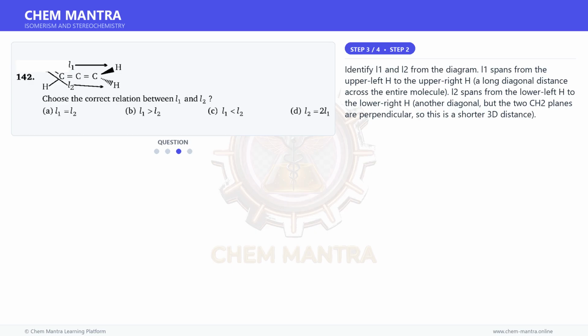Moving on to the next step. Identify L1 and L2 from the diagram. L1 spans from the upper left H to the upper right H, a long diagonal distance across the entire molecule. L2 spans from the lower left H to the lower right H, another diagonal, but the two CH2 planes are perpendicular, so this is a shorter 3D distance.